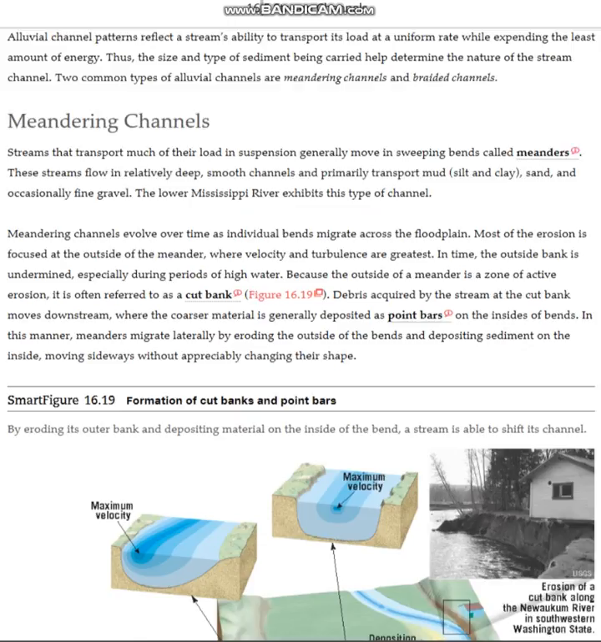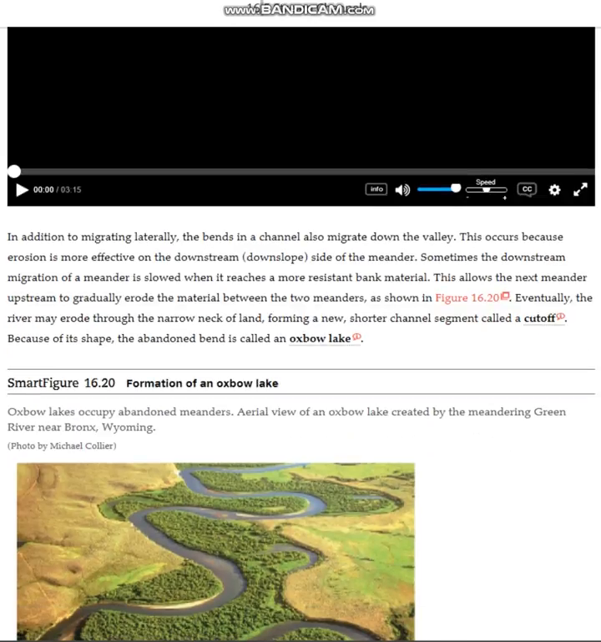In addition to migrating laterally, the bends in a channel also migrate down the valley. This occurs because erosion is more effective on the downstream, downslope side of the meander. Sometimes the downstream migration of a meander is slowed when it reaches a more resistant bank material. This allows the next meander upstream to gradually erode the material between the two meanders, as shown in Figure 16.20.